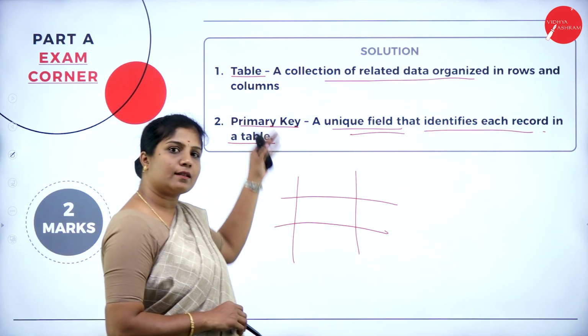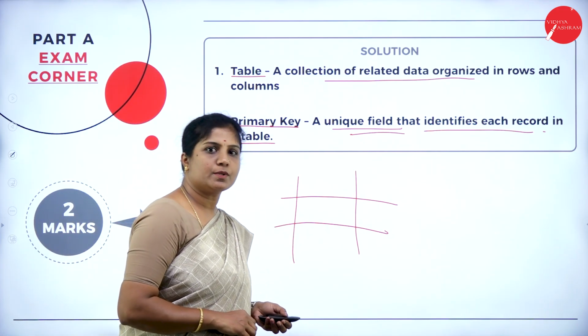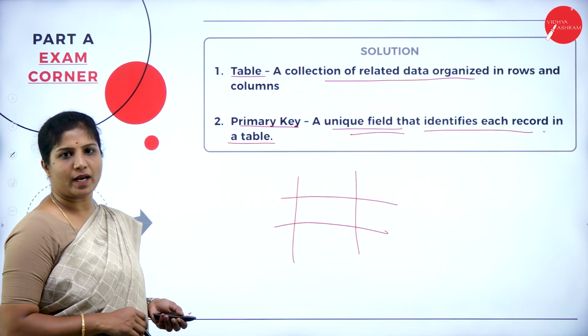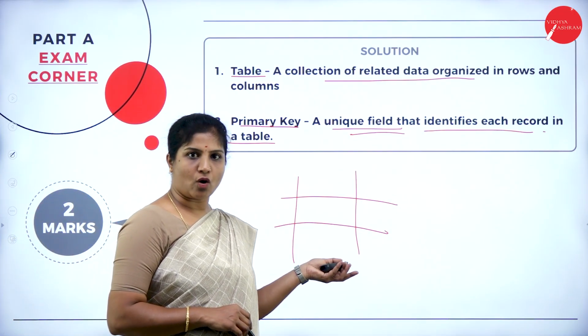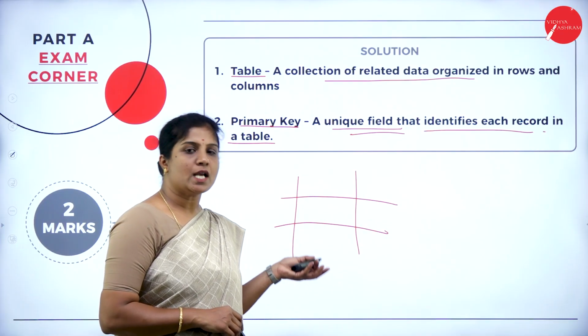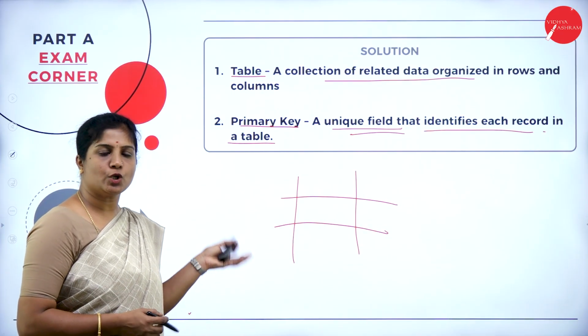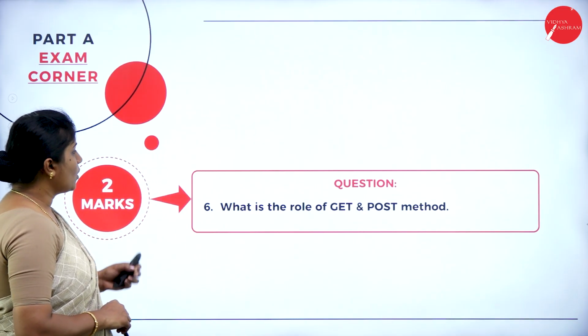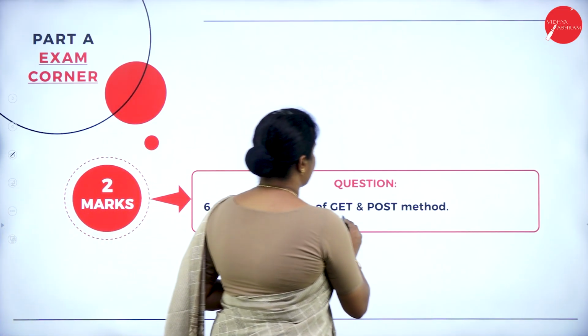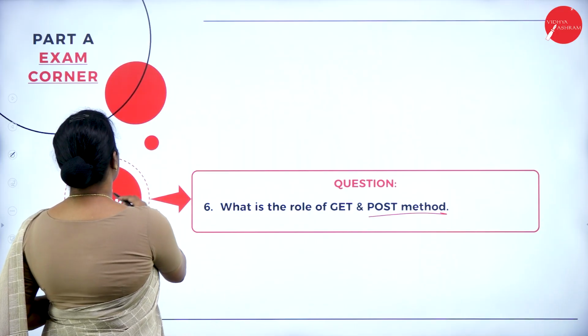Okay. So these are the two database terms we can use, or any other you can write. You can write foreign key or row, record, field, attributes. So any database terms you can explain in your examination. Next, what is the role of get and post methods? They have asked this for 2 marks.